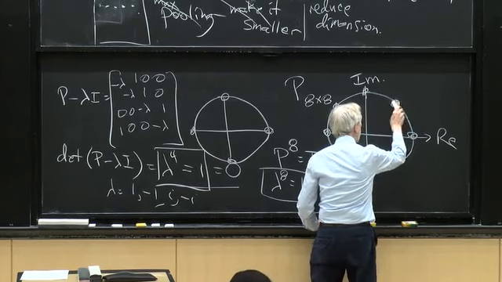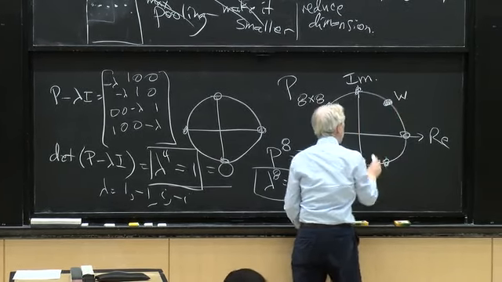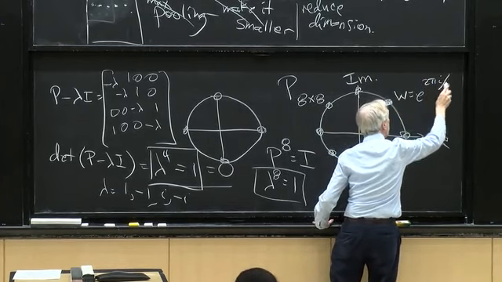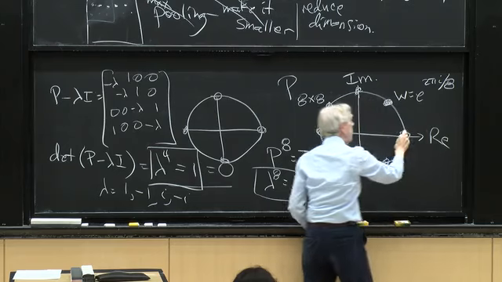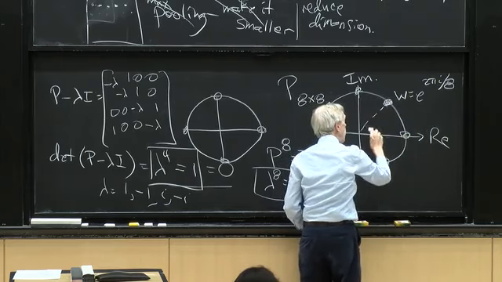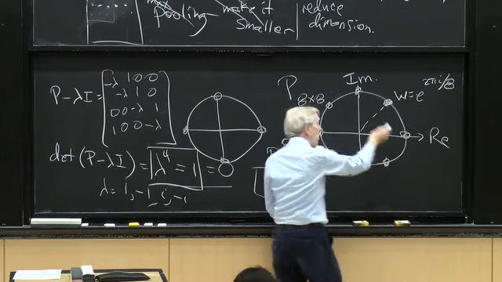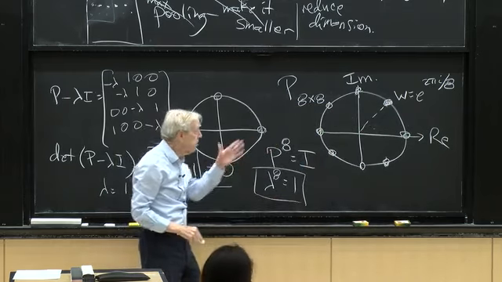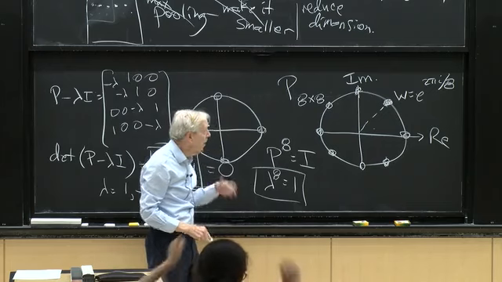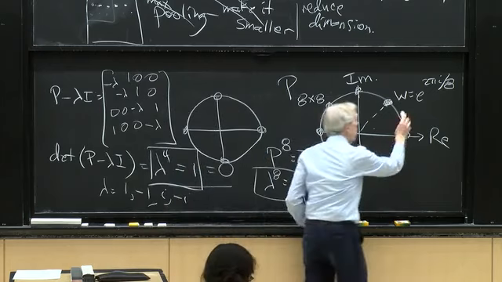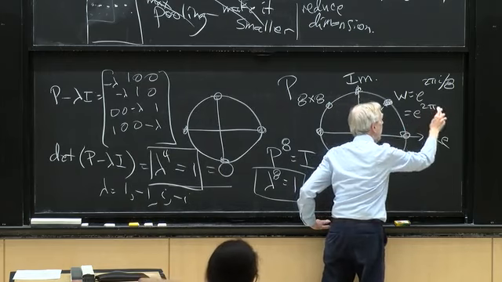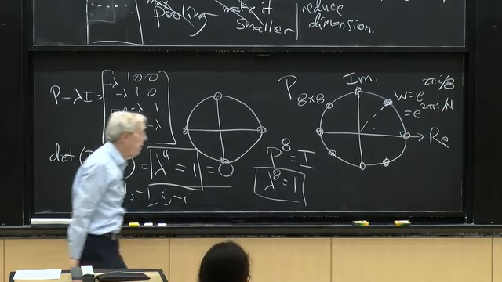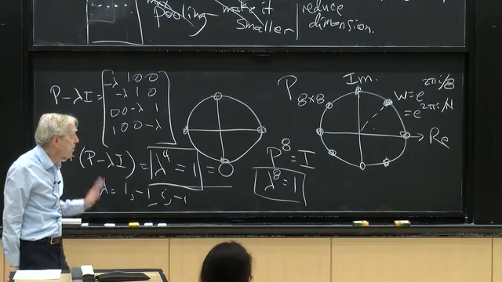Let's see. I'm going to call that number W, and it'll be e to the 2 pi i over 8, because the whole angle is 2 pi, divided into 8 pieces. So that's 2 pi i over 8. It's 2 pi i over n for the n by n permutation matrix. So that's the number W.